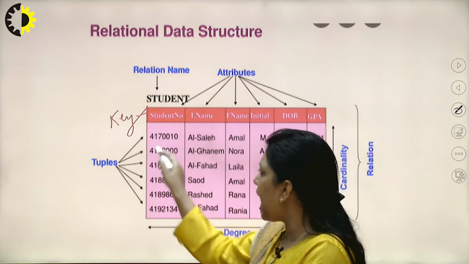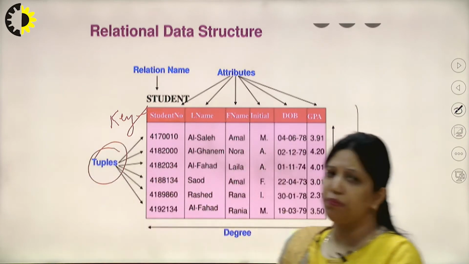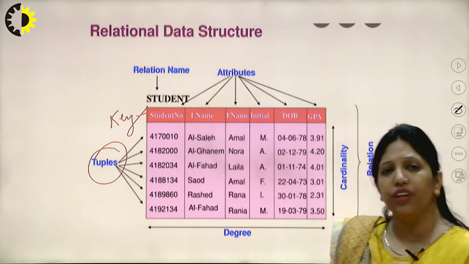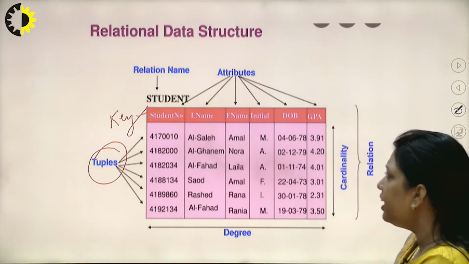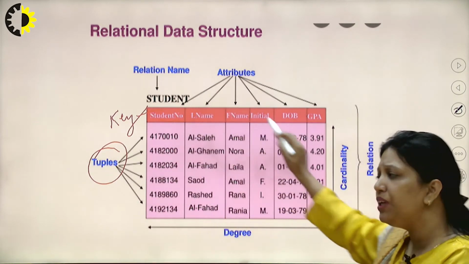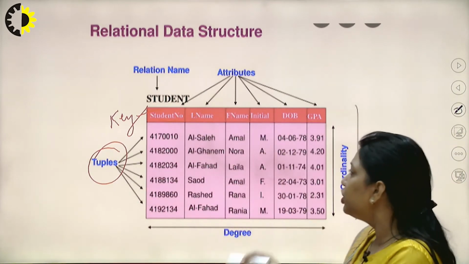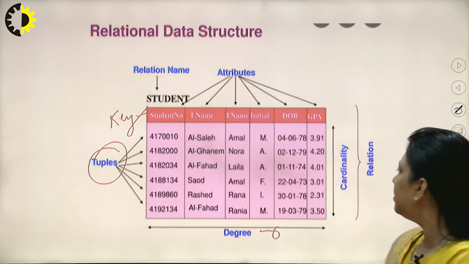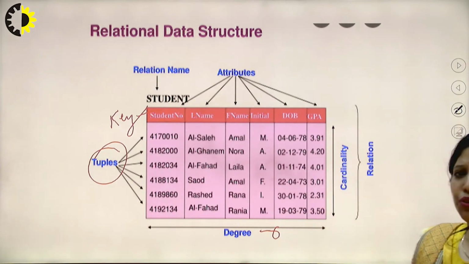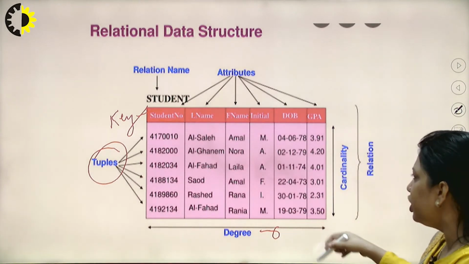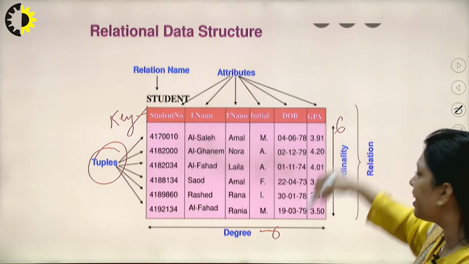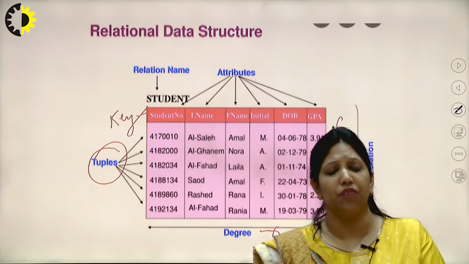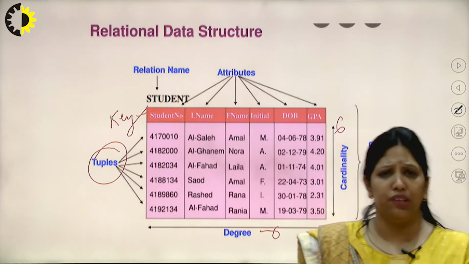These are the tuples. Every row is represented as a tuple. So a tuple is simply a set of records for a particular student. Degree is the number of attributes available in a relation. So the degree of this table is 6, because we have 6 attributes in this table. Then the cardinality: the number of rows in a table is called the cardinality. So these 1, 2, 3, 4, 5, 6 rows are the cardinality of this table. And this whole is called the relation, the combination of the attributes and a particular set of values.